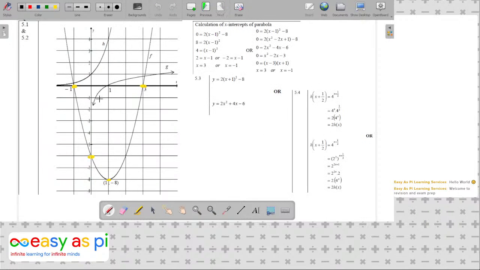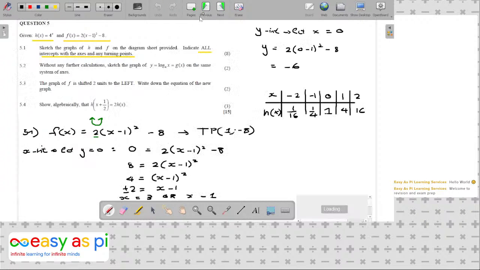And then you'll notice that I can start to do my exponential graph here. Here we go. H. You'll notice that it's going through the point 1. That's the y-intercept, and it's getting really big, really fast. And that is the answer for number 5.1. And then for 5.2, they say, without any further clarifications or calculations, sketch the graph of y is equal to log base 4 of x, which is g of x, on the same set of axes.